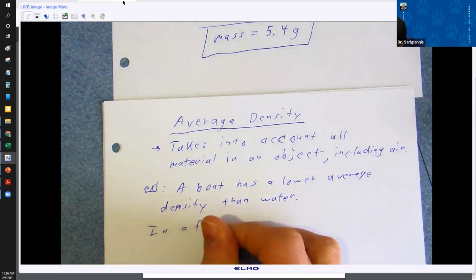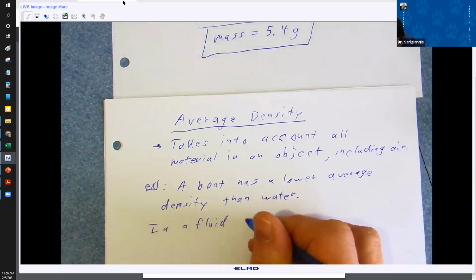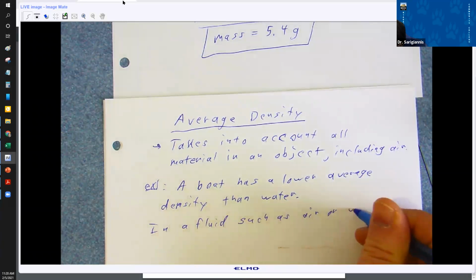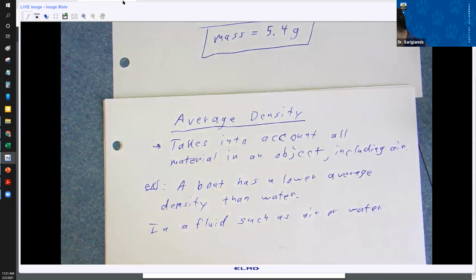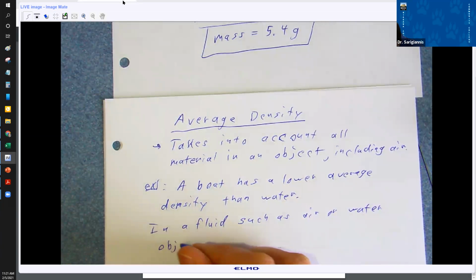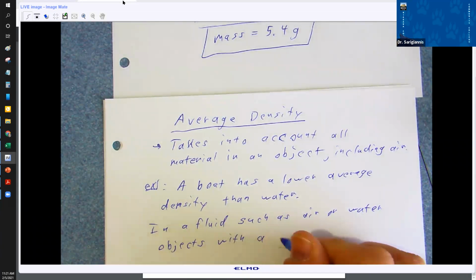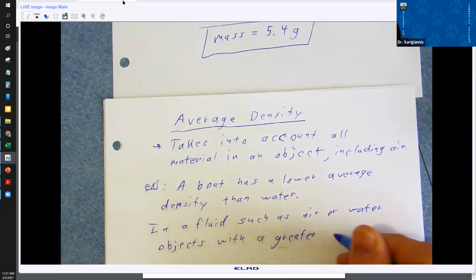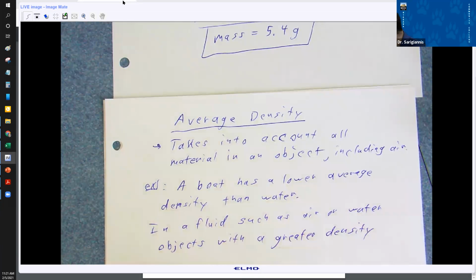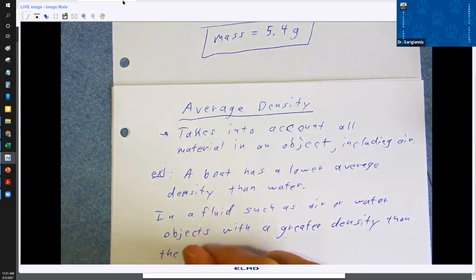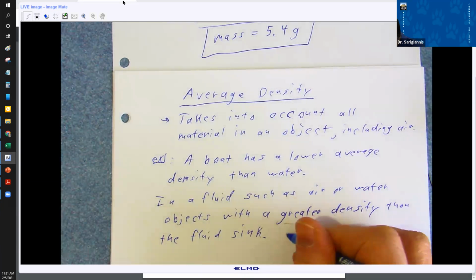So in a fluid, such as air or water, objects with a greater density than the fluid sink. Objects with lower density float.